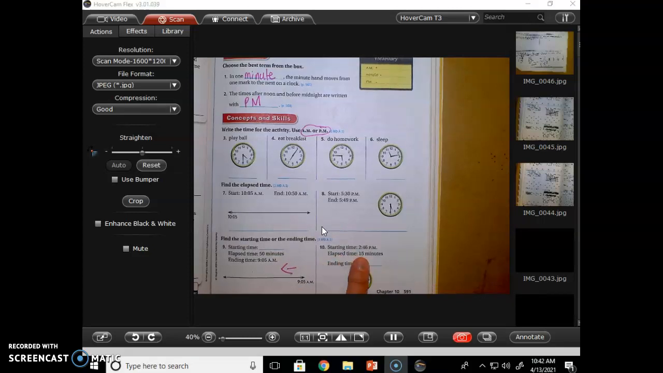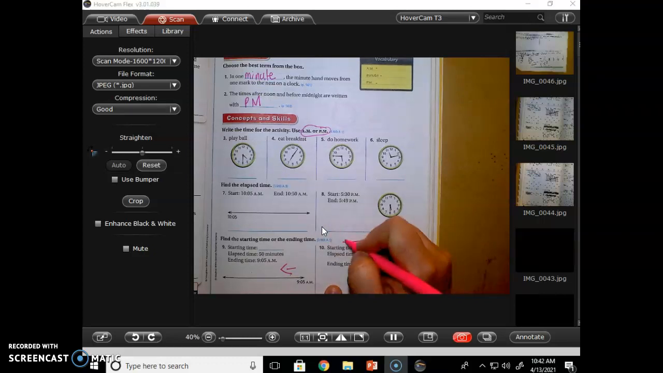Starting time is 2:46. Our elapsed time is 15 minutes. Ending time. So if we're at 2:46 and we go another 15 minutes, you can draw a number line. Start at 2:46 and you're going to jump 15 minutes to find your answer.